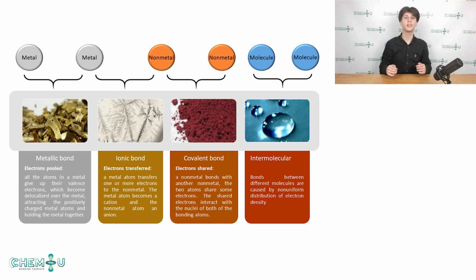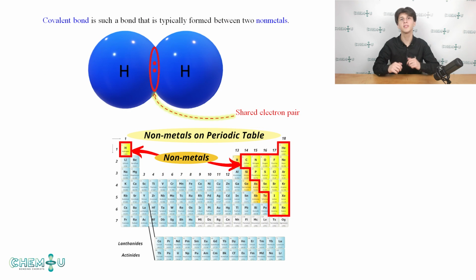We have seen earlier that there are three major types of bonds: covalent, ionic, and metallic. The covalent bonds lie at the heart of organic chemistry, and there's quite much to understand about them for every organic chemist. As we have previously discussed, the covalent bond is such a bond that is typically formed between two nonmetals. To be more specific, two electrons are usually shared between the nuclei of atoms involved in the bonds.